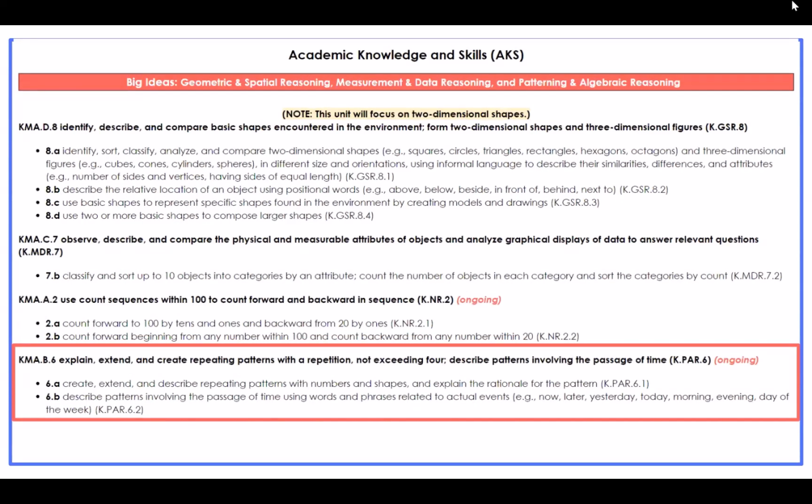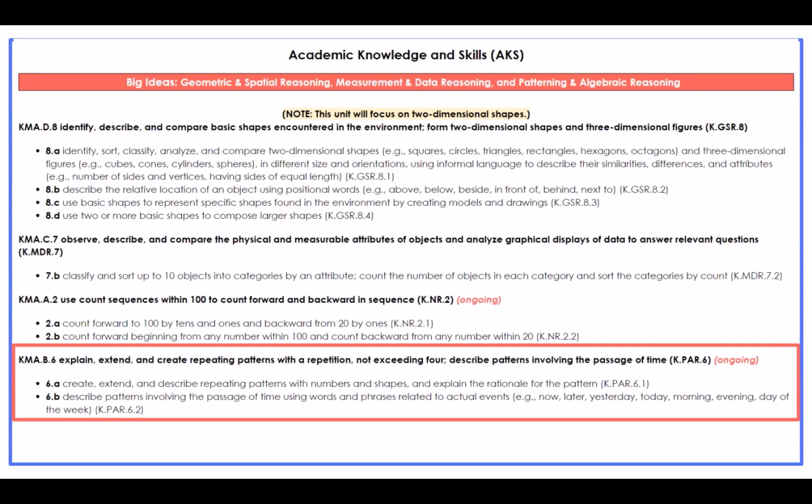For students to show mastery of AKS 6, students should create, extend, and describe repeating patterns with a repetition not exceeding 4, as well as describe patterns involving the passage of time. AKS 6 is ongoing throughout the year.